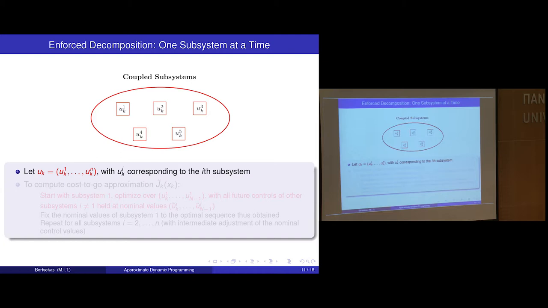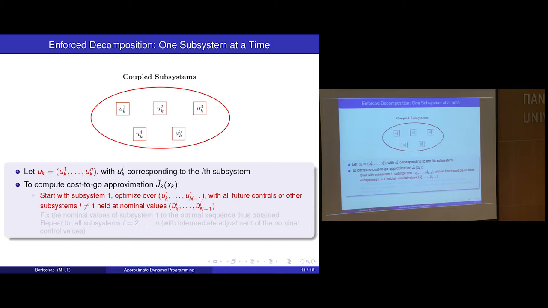And we want to compute a cost-to-go approximation. We may just freeze, at a given state, the controls of all subsystems except one. And then we have an optimization problem involving a single subsystem, which often is easier to solve. We solve that and we calculate a cost function associated with it. And then we repeat for all subsystems in turn, go to the next state, do them one at a time, and so on. This type of method often works well.